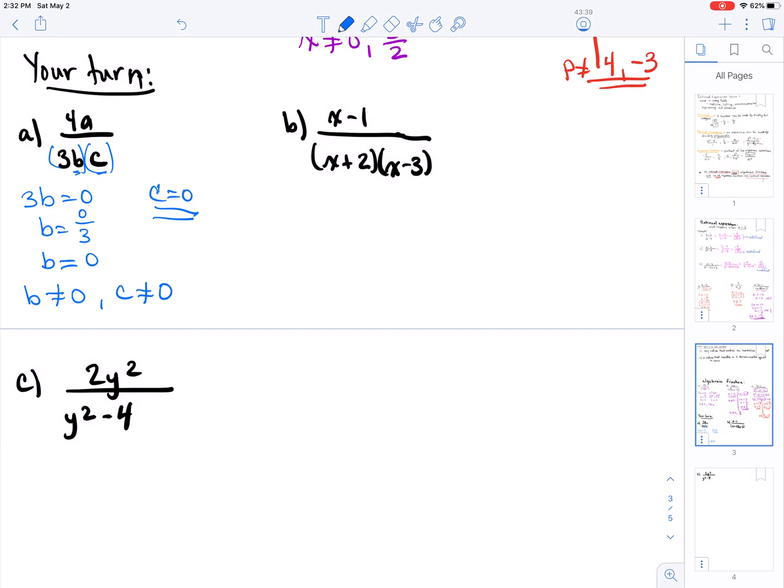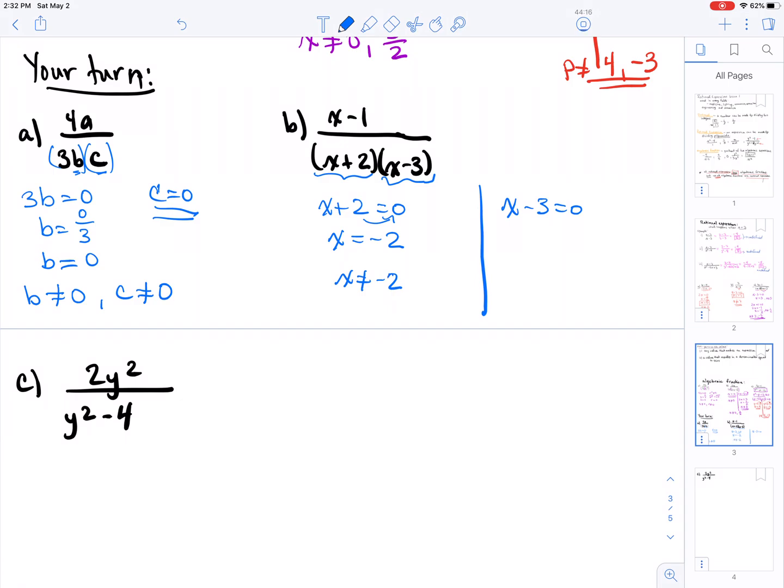Let's look at B, where we have x minus 1 over x plus 2 multiplied by x minus 3. So we already have factored form in the denominator, so I'm going to isolate each of them out. I have x plus 2 equals 0, and I also have x minus 3 equals 0. So let's look at x plus 2 equals 0 first. Let's solve for x. Bringing my 2 over, I have x equals negative 2. So x cannot equal negative 2.